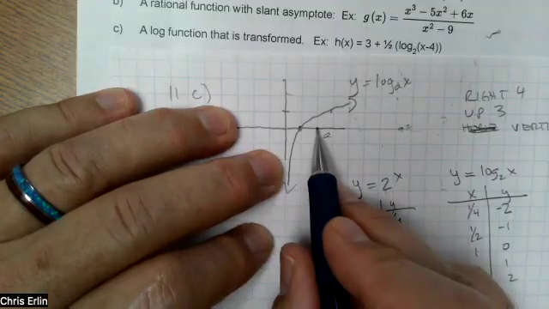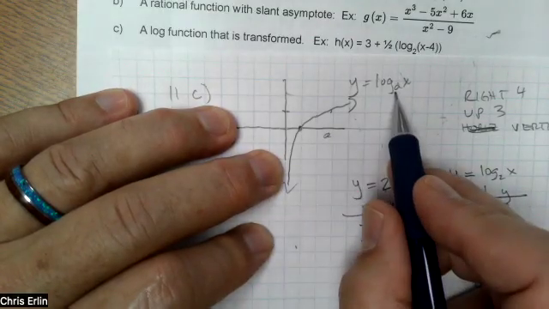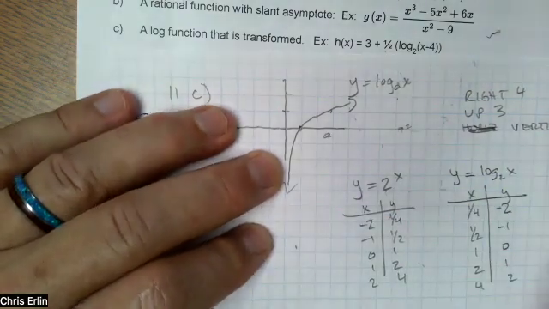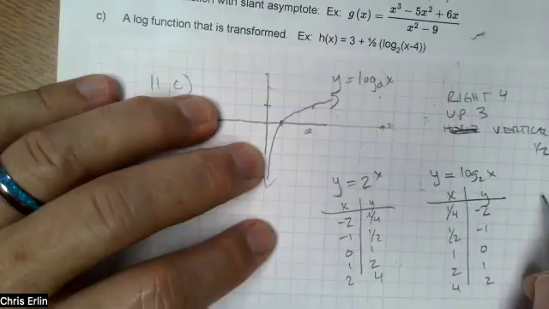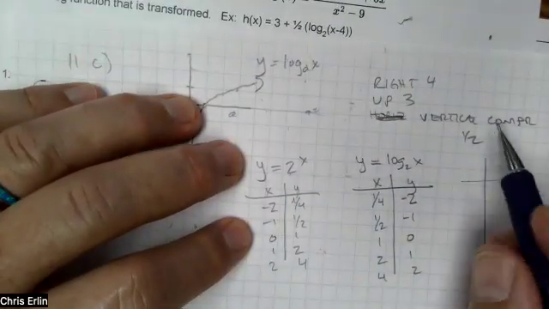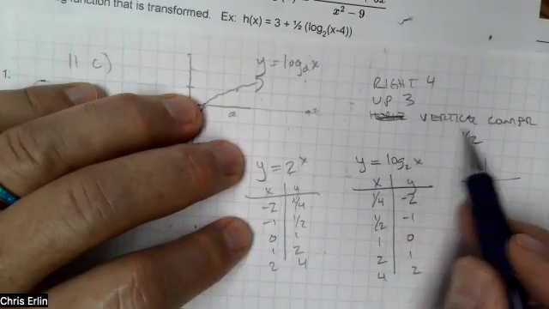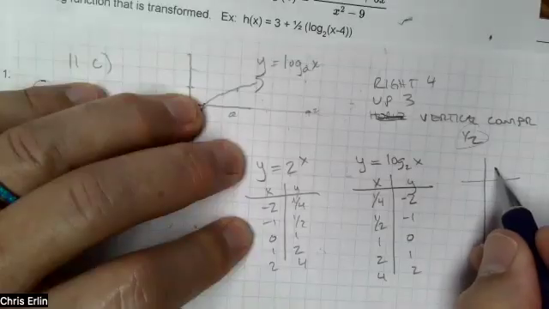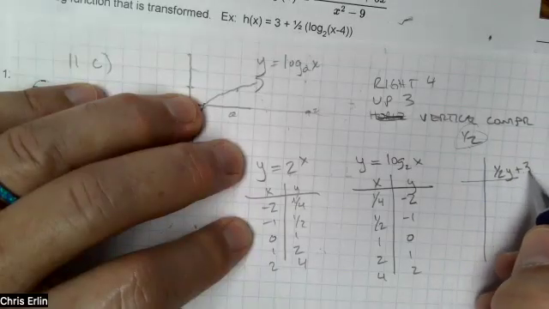When I go over to 2, it goes up 1, because that's what my a is in this case, base 2. When I go over 4, which is a squared, it goes up 2. But what I've got going on is these changes. So I'm going to do a transformation table. And to my y values, what I'm doing is I'm multiplying by 1/2, and then I'm adding 3.